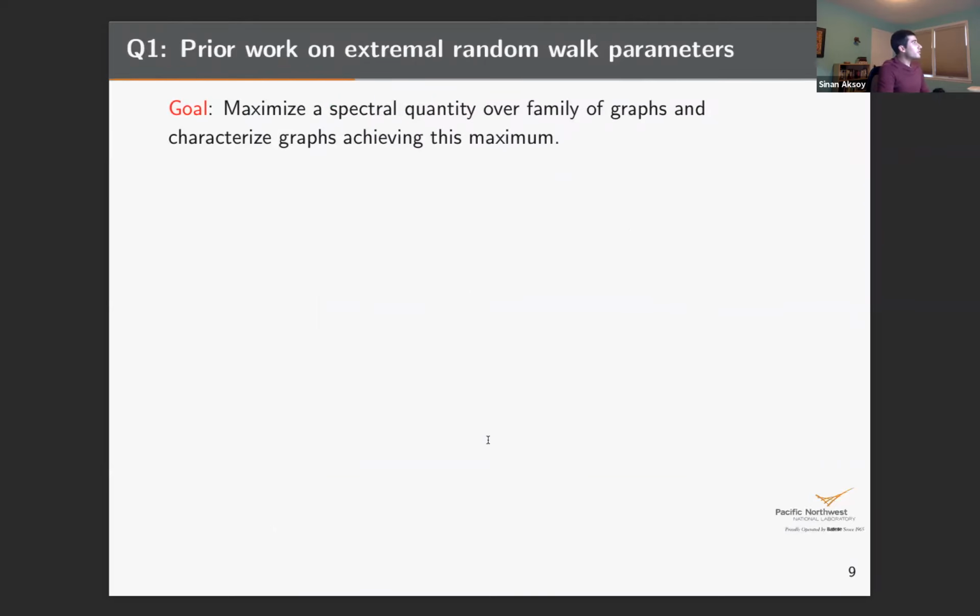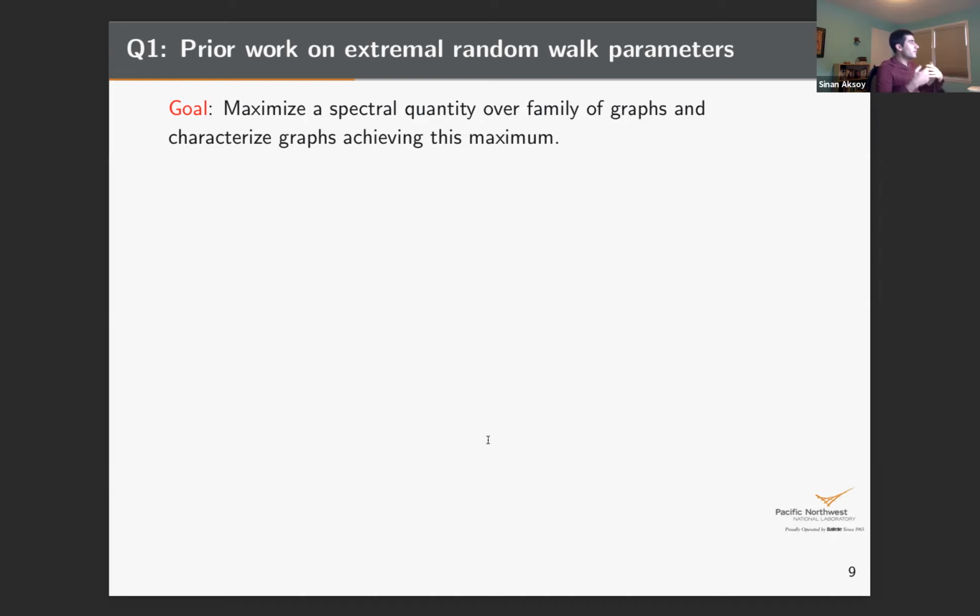So with regards to this first question, as I mentioned, this is an example of a problem in extremal spectral graph theory, where our goal is to maximize a spectral quantity, in this case one that also happens to be a random walk parameter, over some family of graphs, and to characterize the graphs that achieve this max. I think it's natural to ask, why do we study problems of this form? The first, somewhat boilerplate answer, which is still true, is that a lot of the proof methods and techniques that we develop to study this end up giving us ways of relating spectral properties of our graph to combinatorial properties, which is the goal of spectral graph theory. So there's certainly utility in that sense.